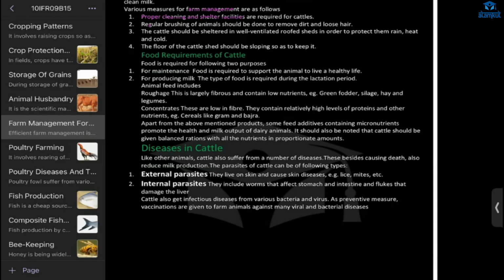Now, food requirement. Dirty. This is not dirty. This is dirty. I'll even use this.